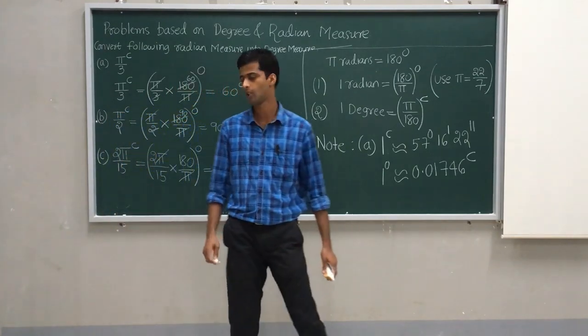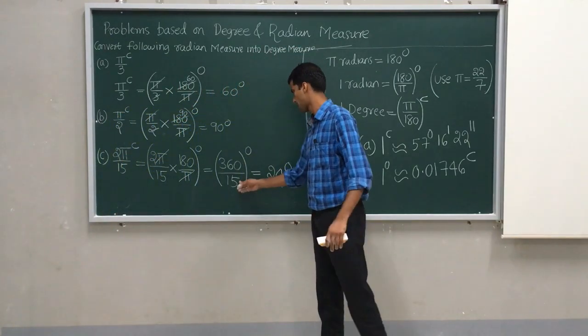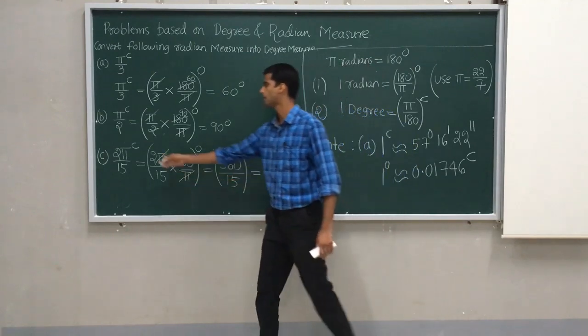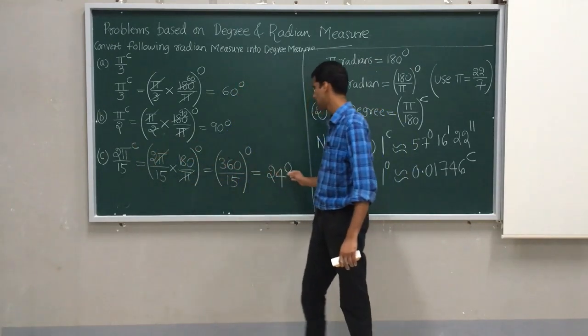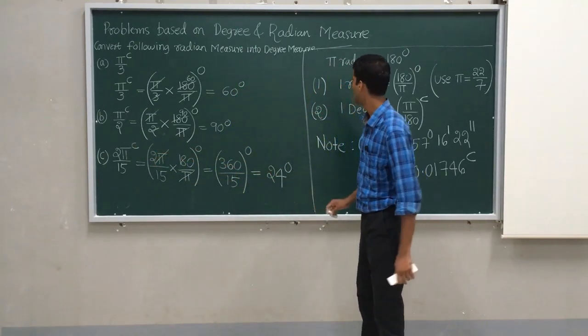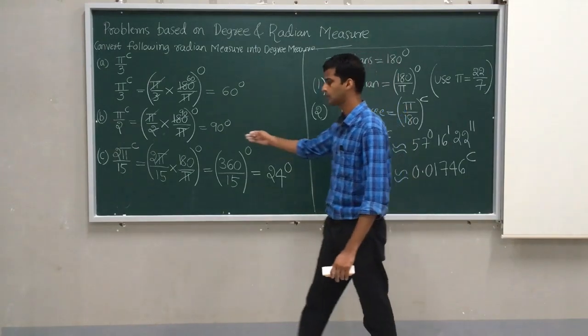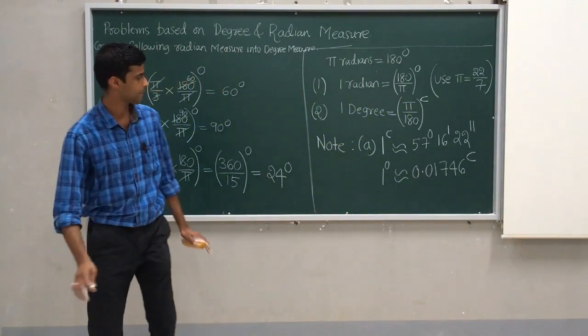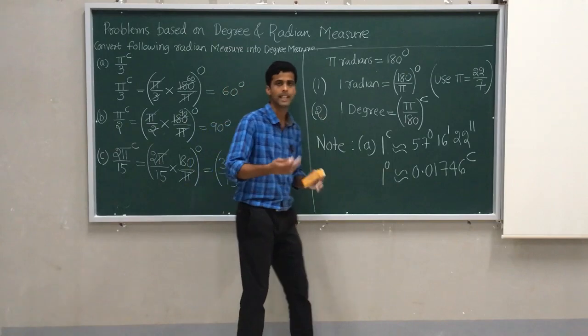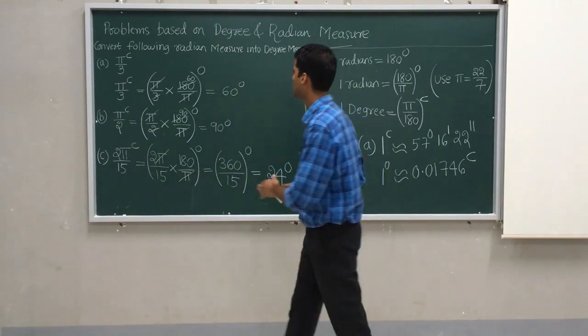Just check it once. So 360 by 15 is 24 degrees. So 2 pi by 15 radian is the same as 24 degrees. Based on this I took a few problems. Now let me take some challenging questions based on this problem.